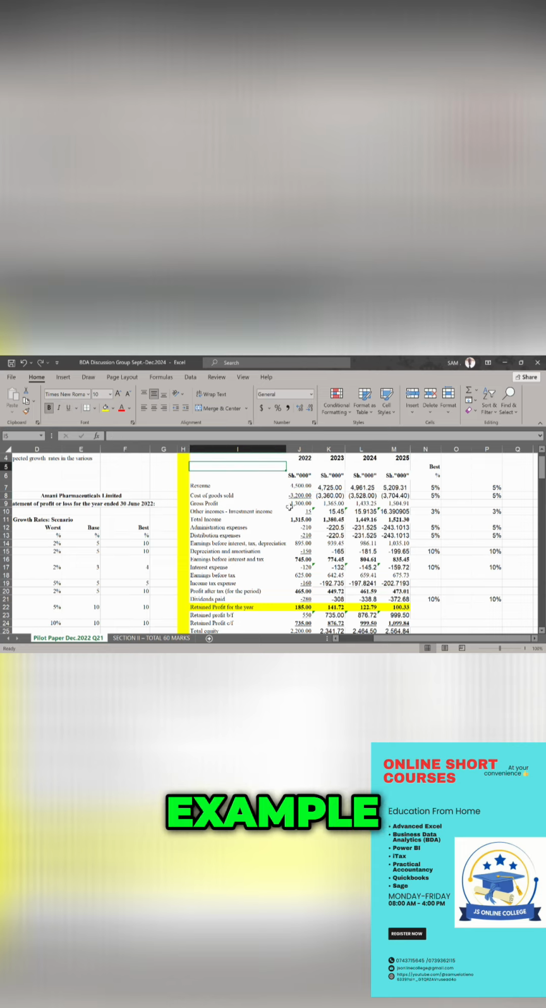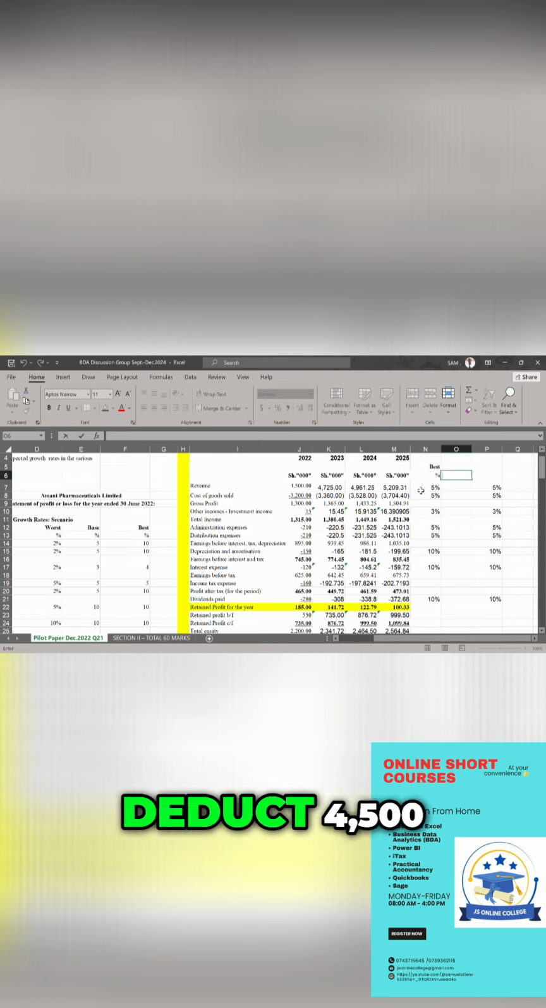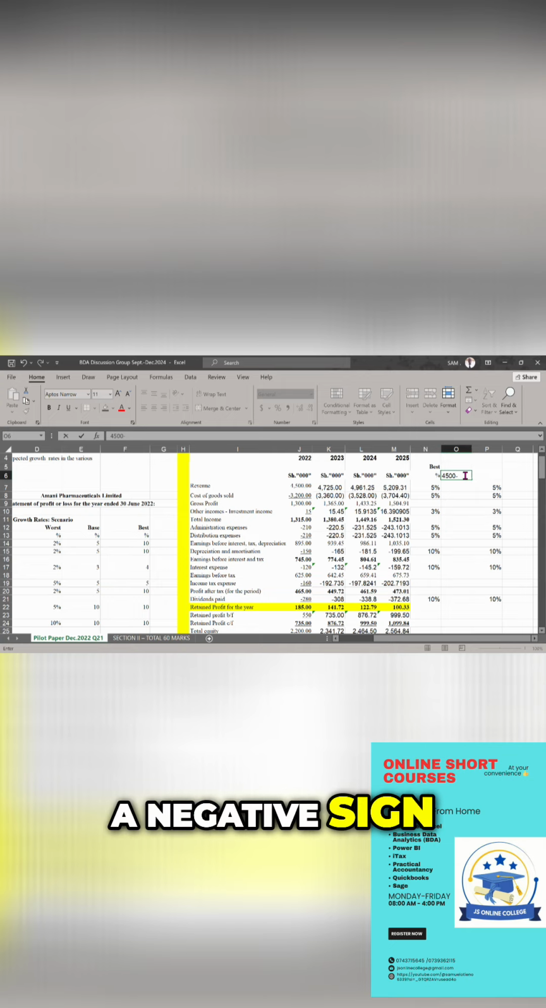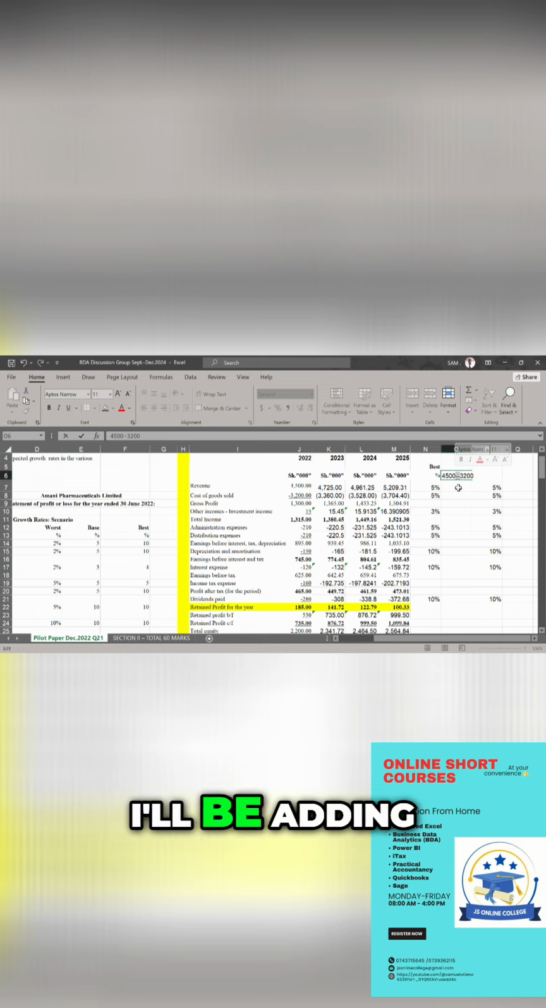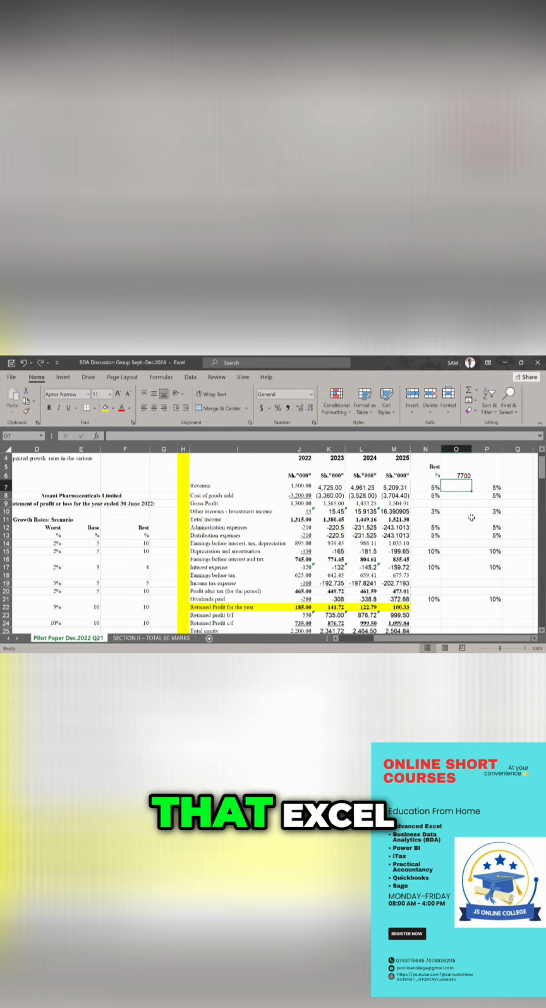You simply mean, for example, let me just write it here. I want to deduct 4,500 and I want to deduct negative 3,200. If I put a negative sign and again I put another negative sign, which is negative 3,200, remember these two signs here, negative and a negative, will cancel out. A negative by a negative will be a positive. I'll be adding instead of subtracting. And if I even want Excel to give me an answer here, you realize that Excel has added the two. Why? Because a negative by a negative turns to a positive.